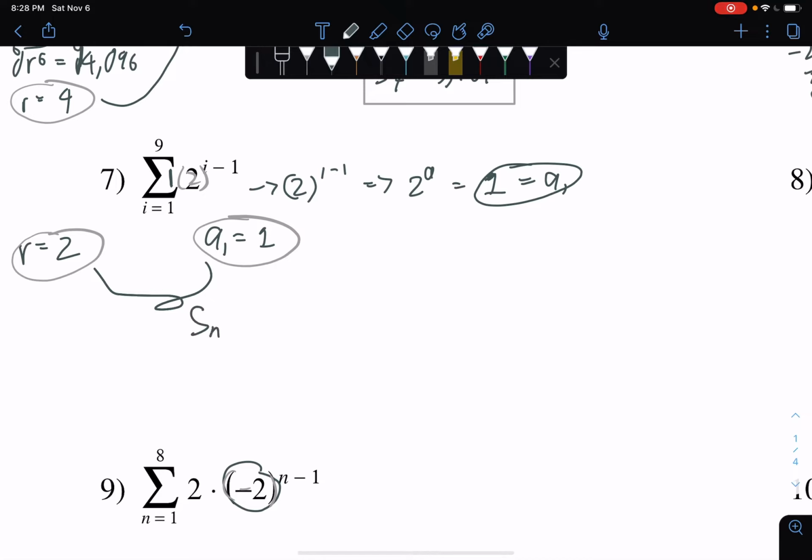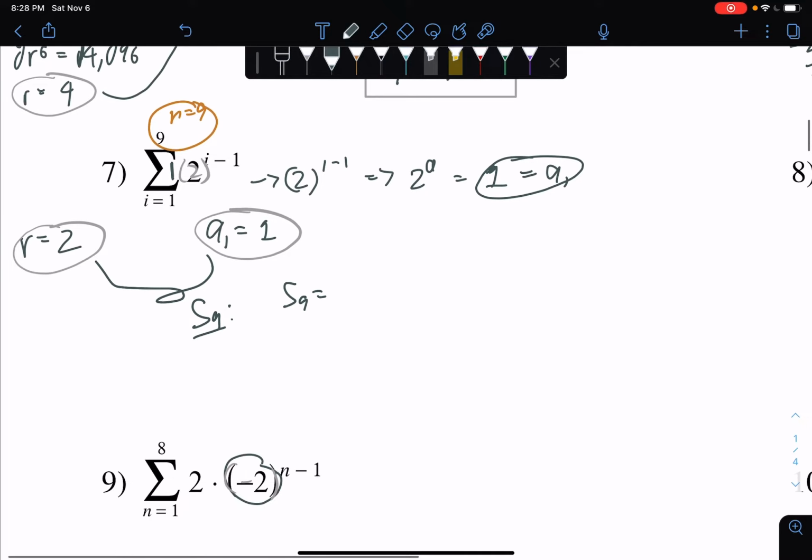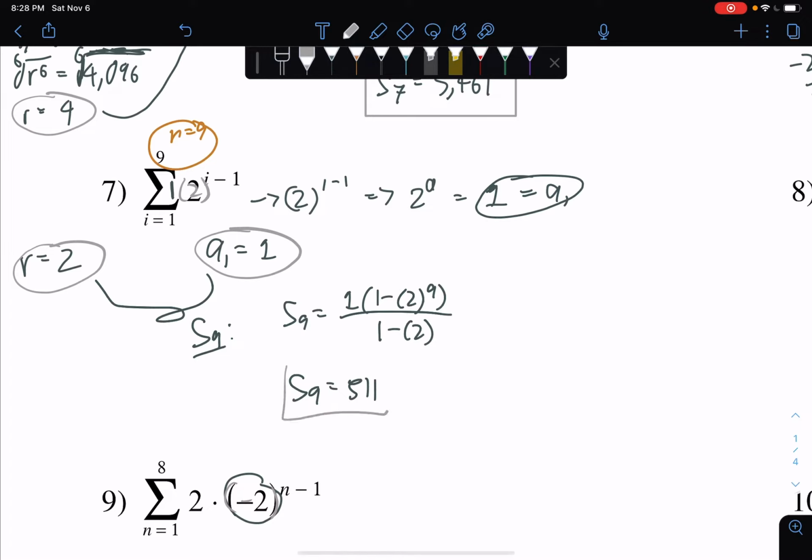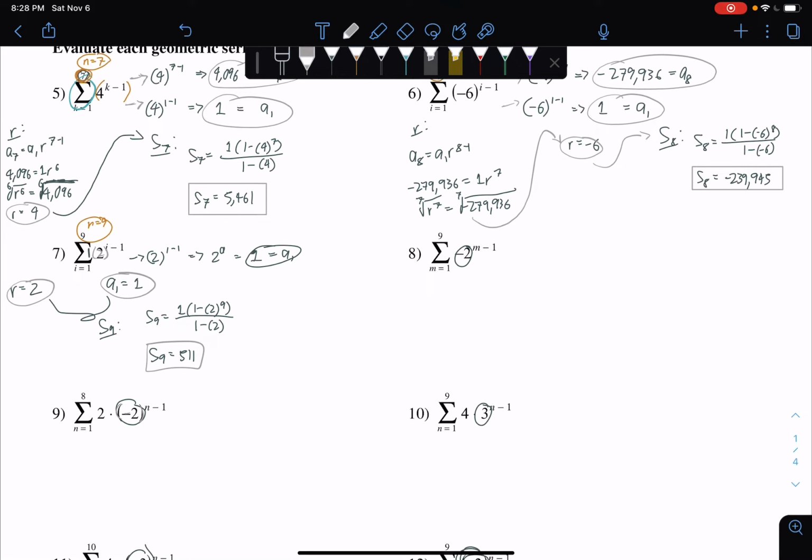Let's find S sub n such that n is equivalent to 9. So S sub 9. I don't think there's any other shortcut here, but we still maintain that substitution method. So a sub 1 times the quantity 1 minus r raised to 9 divided by 1 minus r. S sub 9 then is equivalent to 511. So that is our shortcut technique.